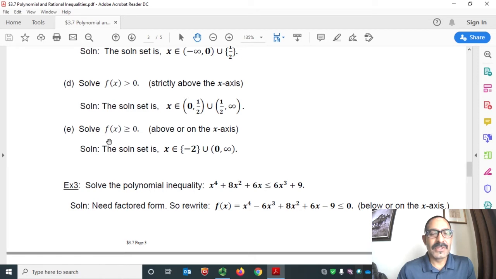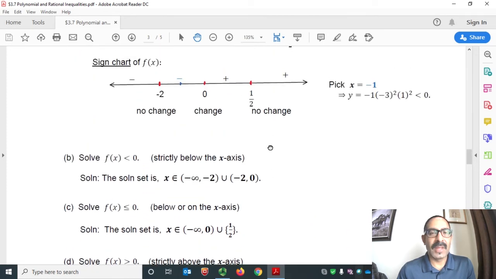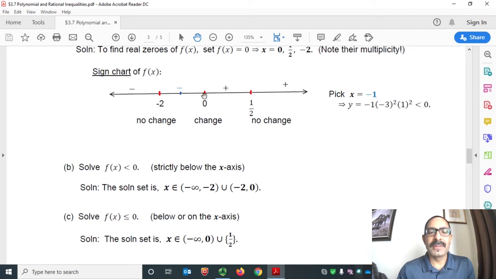Part E, solve the inequality f(x) is greater than or equal to 0. So that means we are looking for y values which lie above or on the x-axis. Now let's see again the sign chart, above and on. So here 0 to 1/2 is positive, at 1/2 is 0, and 1/2 to plus infinity is above, and at negative 2 is on. So then singleton negative 2 and including 0 to plus infinity. That means the union of the singleton set and the interval 0 to plus infinity.